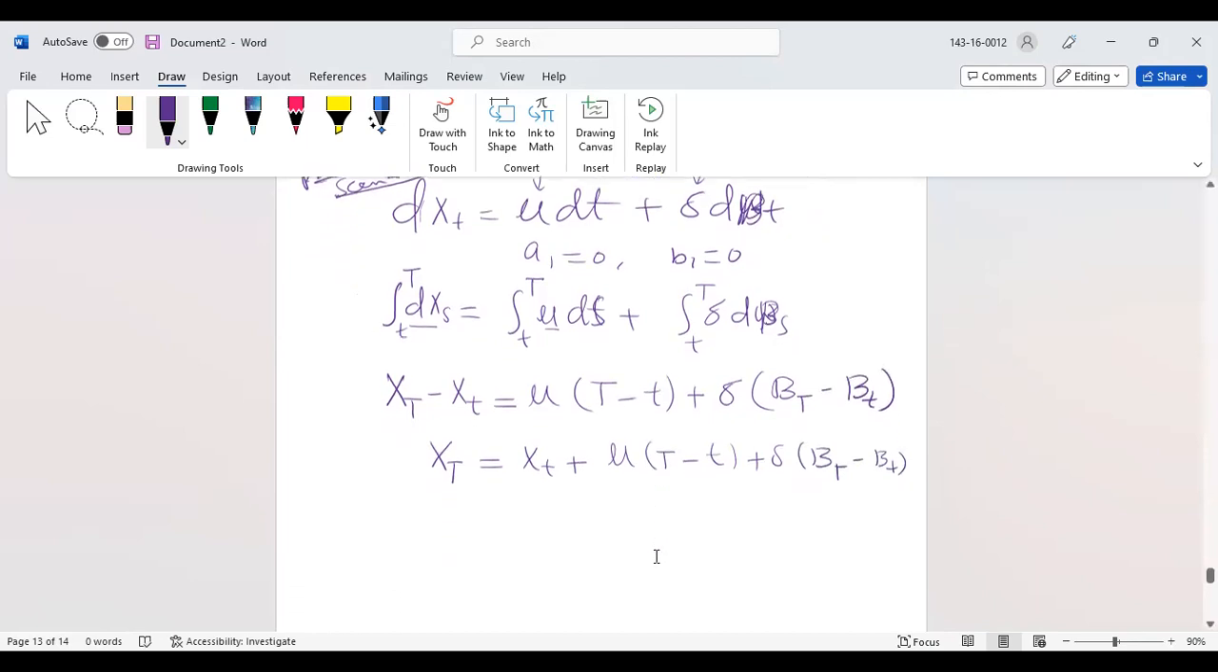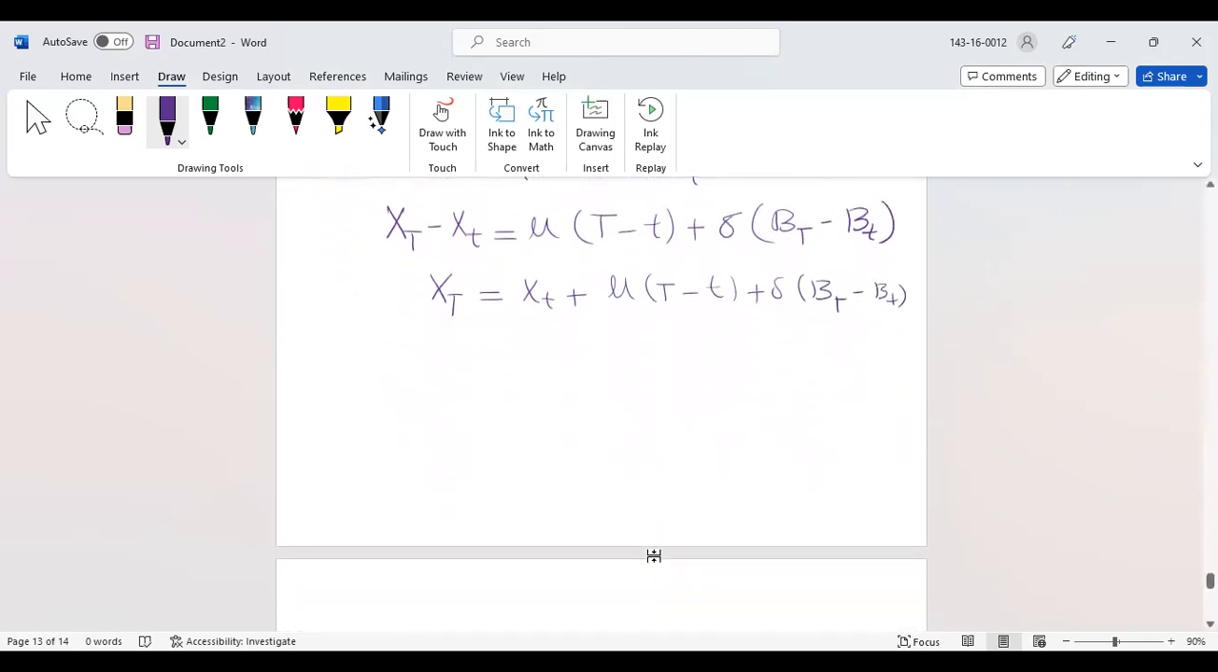Are you okay with this so far? So now this is my random variable. You see that this B is normally distributed. You know this: B is Brownian, and Brownian is normally distributed with mean 0 and variance t.